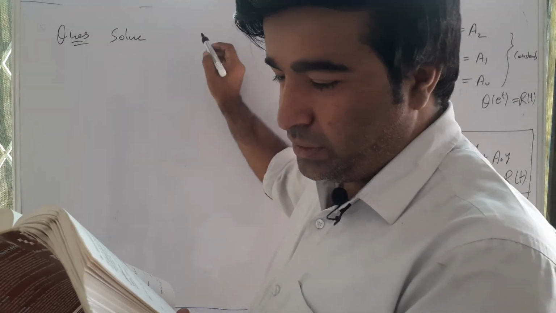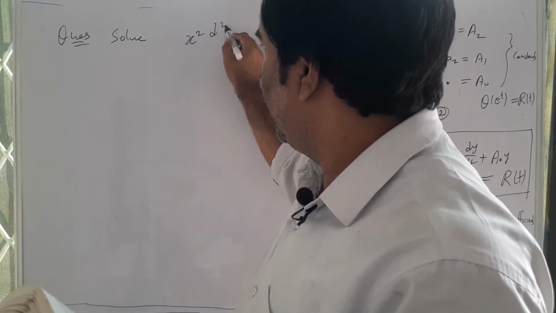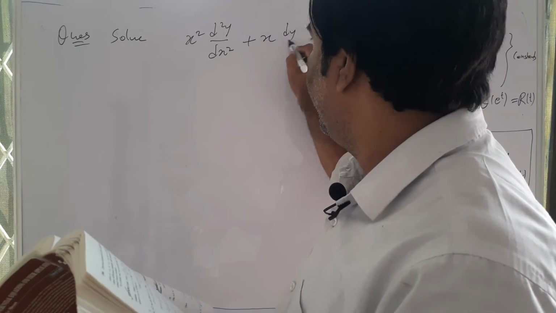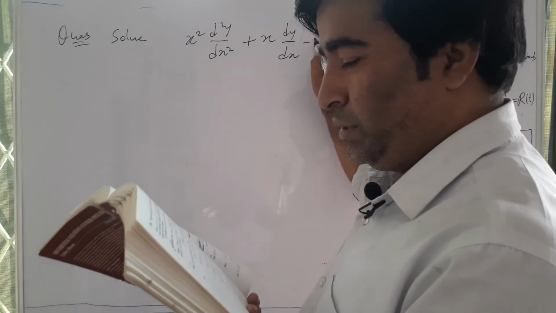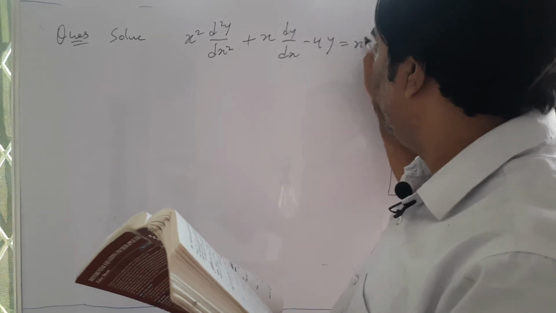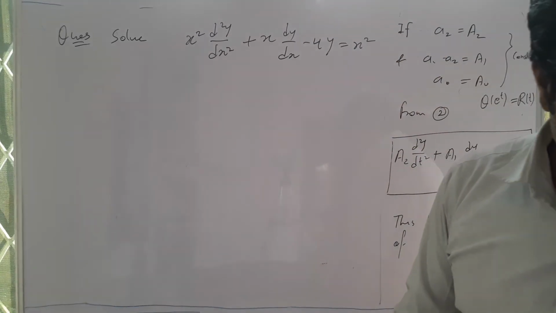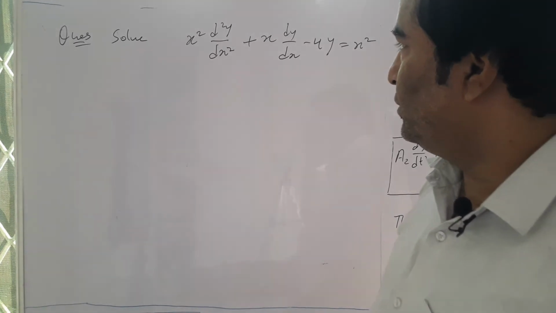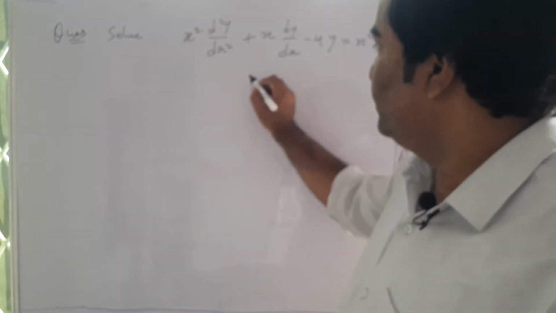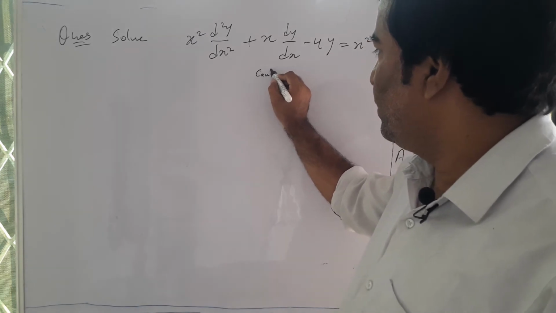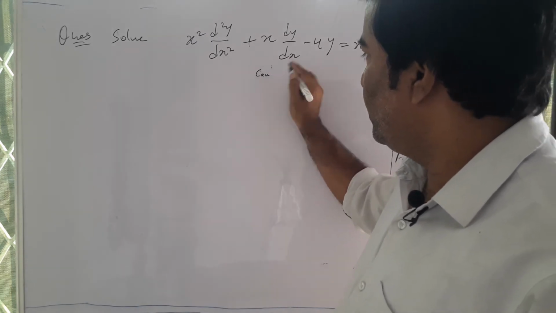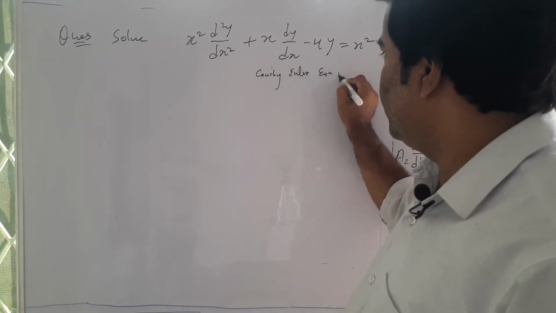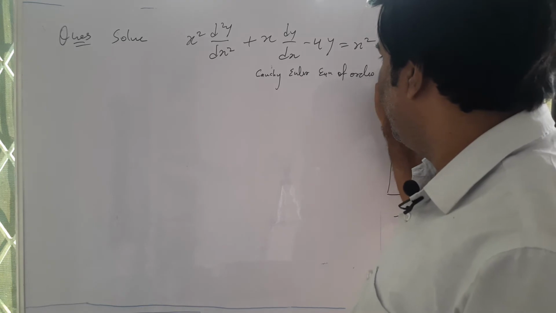The question is: solve the differential equation x squared d squared y over dx squared plus x dy over dx minus 4y is equal to x squared. So it is clear that it is a Cauchy-Euler equation of order 2.